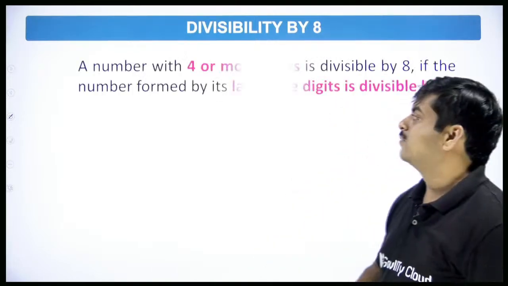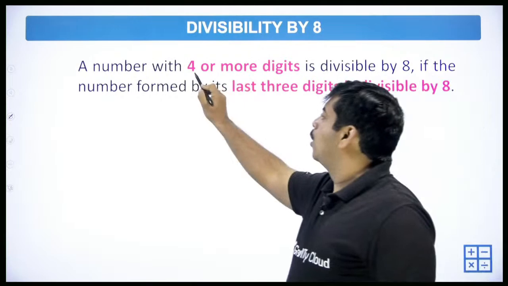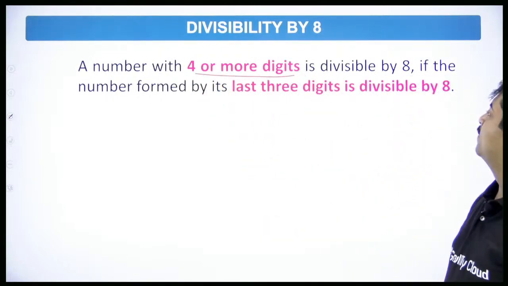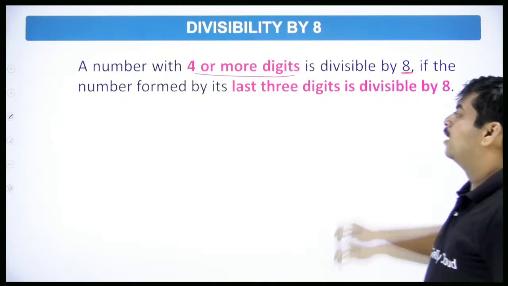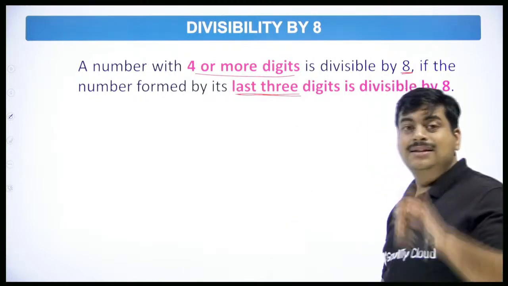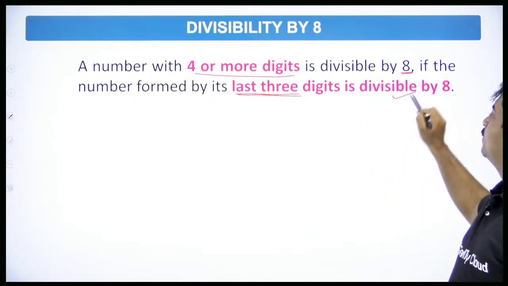What is the logic behind this? Because we just took the number with 2 digits. Let's move ahead with more digits. A number with more digits is divisible by 8 if the number formed by the last 3 digits is divisible by 8. 19 plus 9 is 28. Is it divisible by 3? No.